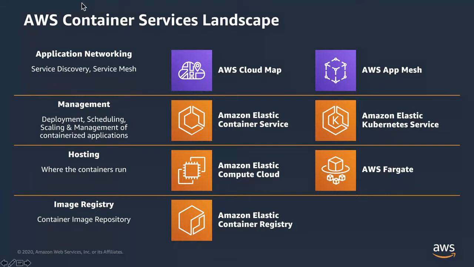Additionally, we provide two application networking services that you see in the top here. AWS Cloud Map, which does service discovery, and AWS App Mesh, which is a managed service mesh.